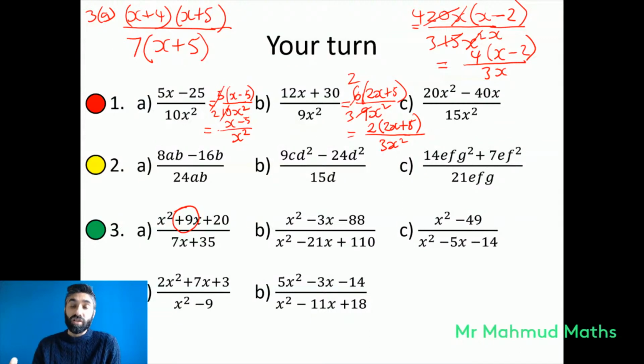And the whole point of these questions is so that you can cancel the terms out and then simplify it. And that's why it's called simplifying algebraic fractions. So you will notice if you didn't manage to cancel anything out, that means you made a mistake somewhere. So the answer is x plus 4, these two cancel out, over 7.